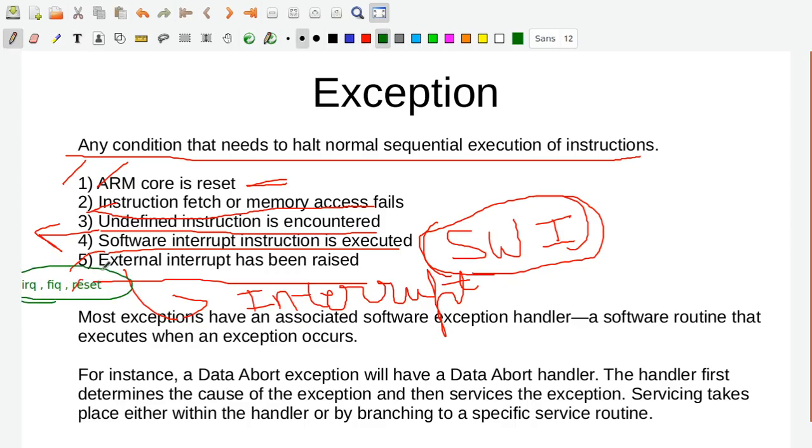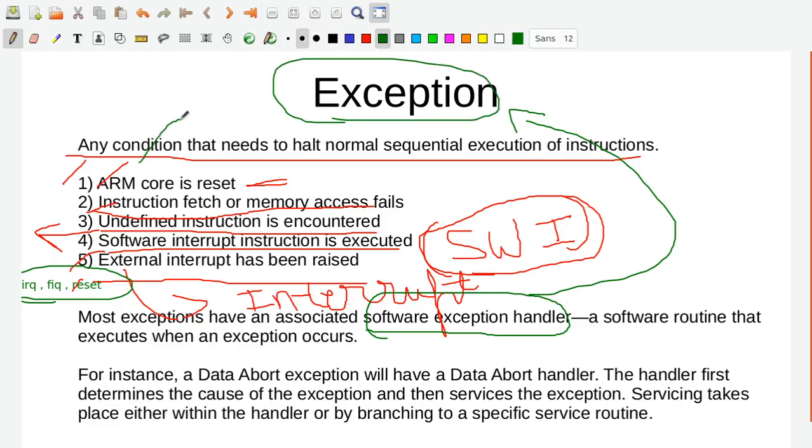So how do you handle these kinds of conditions? You can't keep continuing with the normal execution of the instructions. You have to go back and answer these exceptions also. Of course, these are not exceptions themselves; these are the conditions which result in handling the exceptions. That's why most exceptions always have an associated software exception handler. A handler is something which handles the exceptions. An exception is a condition which halts the normal sequential execution of the instructions. An exception handler means the handler which handles this exception.